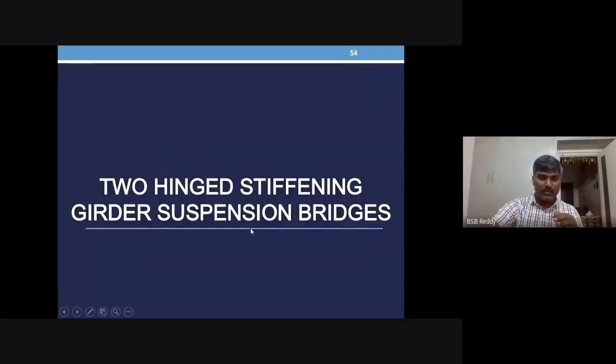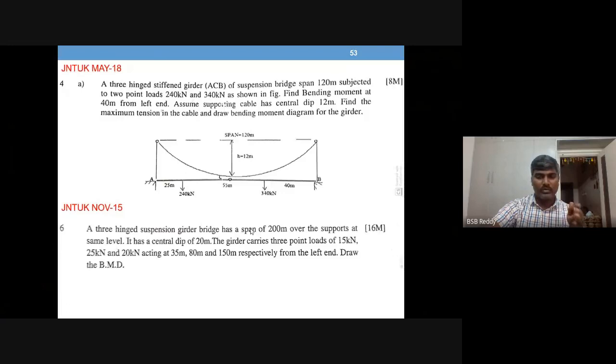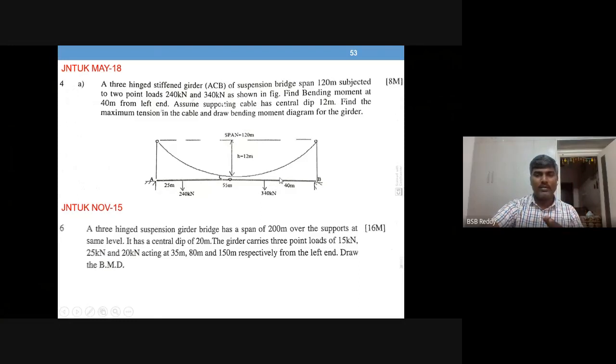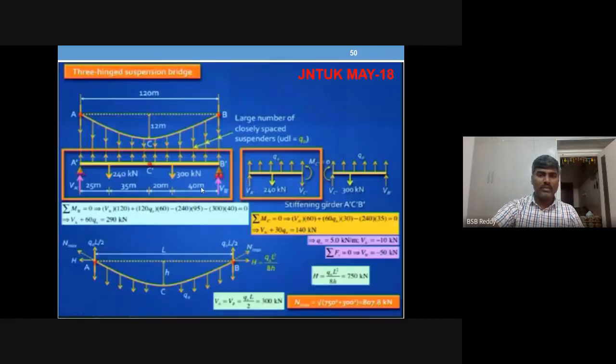So I'll just take this example, and all other examples are very similar. Number 15 is one more unsolved problem. Let us try one example, then you try the remaining. These are some short answer questions, like what are stiffening girders and discuss, which we discussed in the earlier session, and derive the general cable theorem for 10 marks. Let us take this example. I'm not going to take the same problem, but one very similar in nature. Most of the data is very similar.